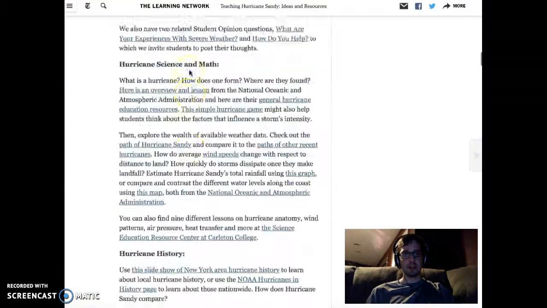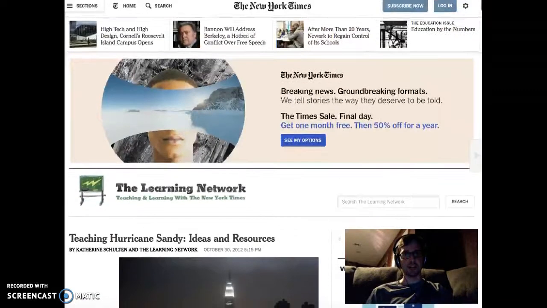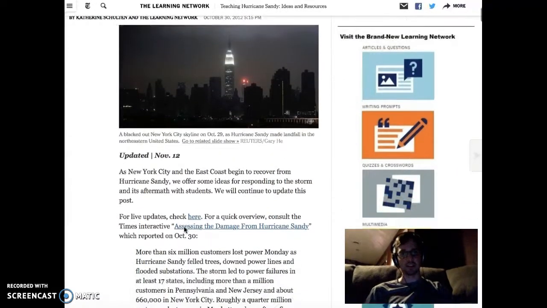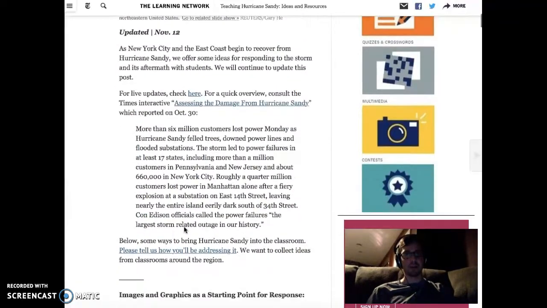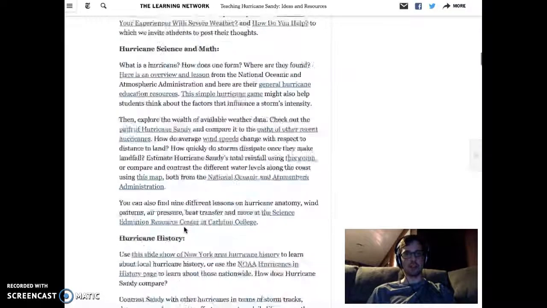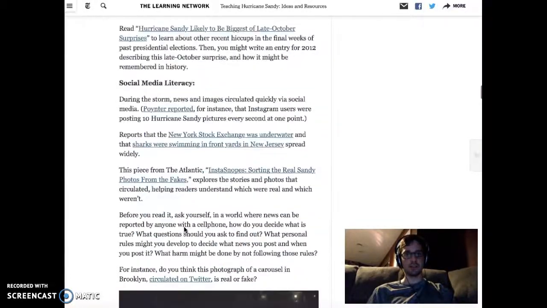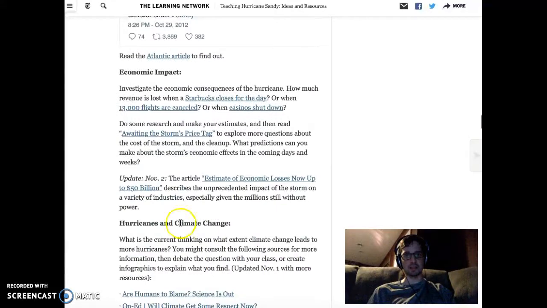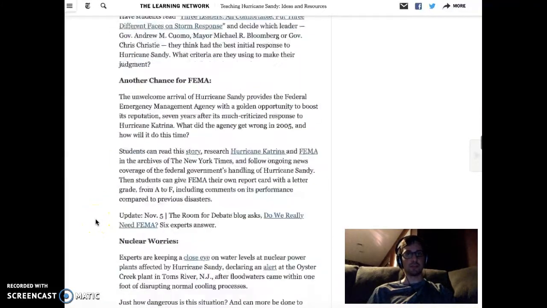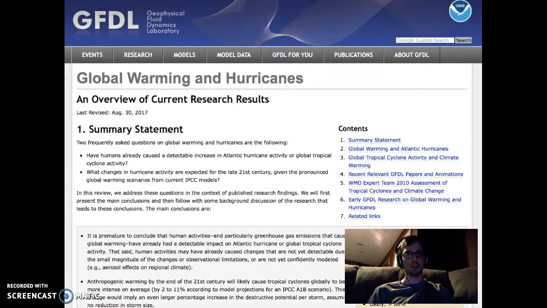And this is just a ground zero for a specific hurricane. There are a lot of other resources. The New York Times has a lot on their Learning Network, especially about Hurricane Sandy because it impacted the New York area and New Jersey as well. So it has lots of different information about how they covered it journalistically and the different aspects you can use in your classroom: economics, climate change, political leadership, and then there's some other things.